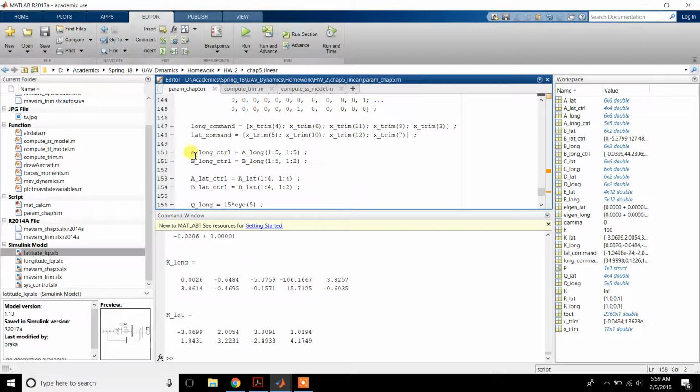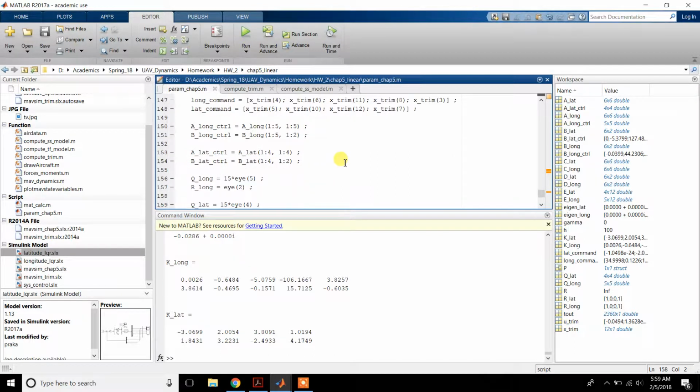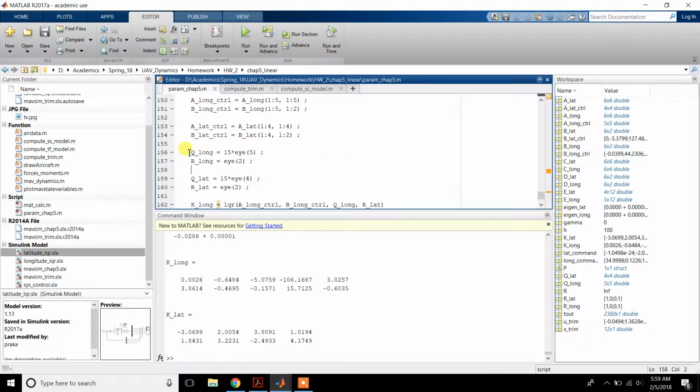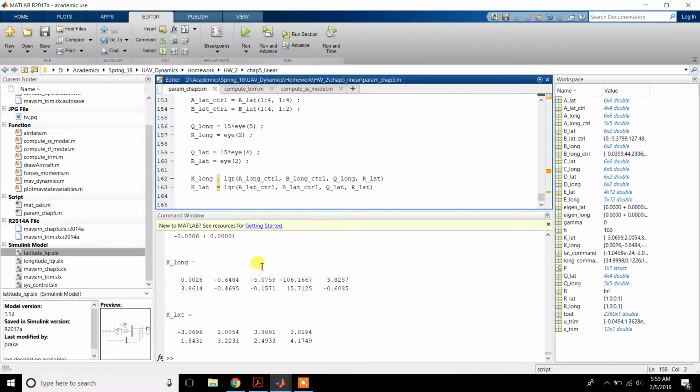So we'll scrape out those states from the A_long and A_lat matrices. If you recollect, A_long and A_lat are each 6x6 matrices respectively, but we would be needing only the first 5 states from A_long and only the first 4 states from A_lat. So we take these two sets of matrices for A_long and A_lat, along with the Q and R matrices, and we go on to the LQR, and we get the K_long and K_lat matrices.